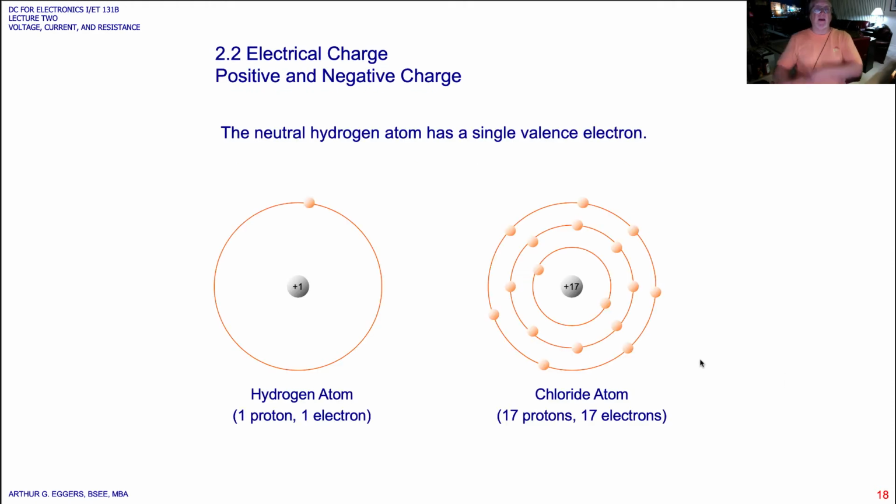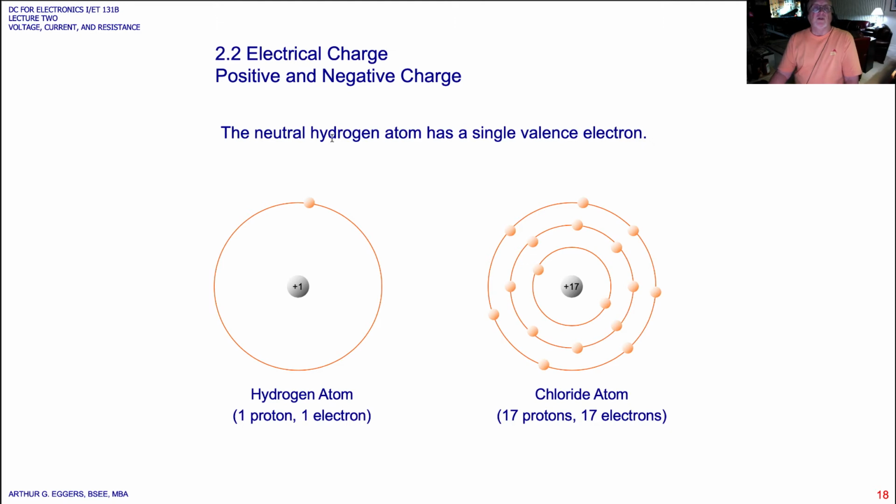So in looking at what goes on here with positive and negative charges, we're going to look at a hydrogen atom and a chloride atom. And why we chose these? Well, hydrogen chloride is a very common element, or not an element. Each of these is an element, but a very common combination of 2 elements, hydrogen chloride.